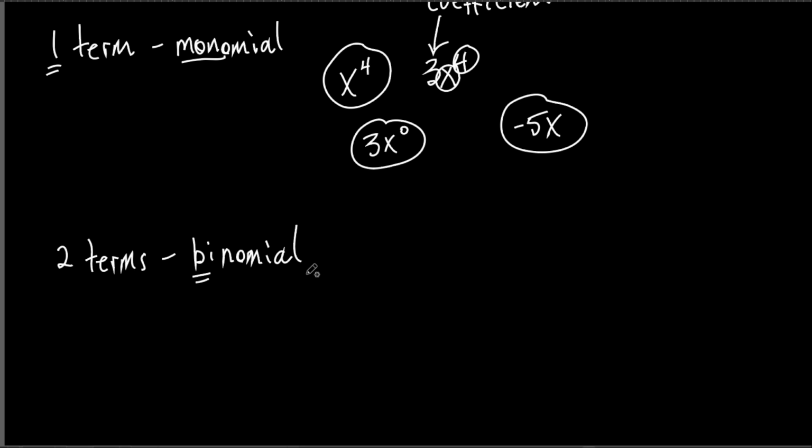So let's take a look. So binomial means 2 terms. So here's an example of a, I should have done something else.